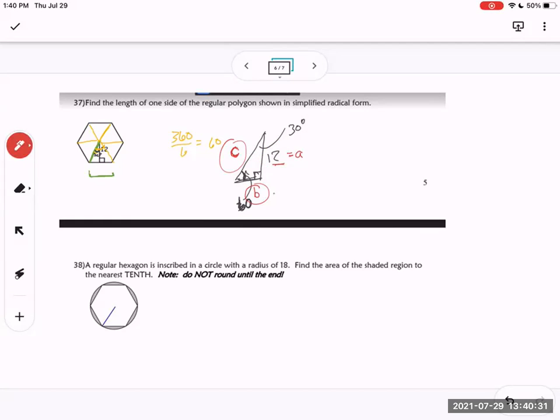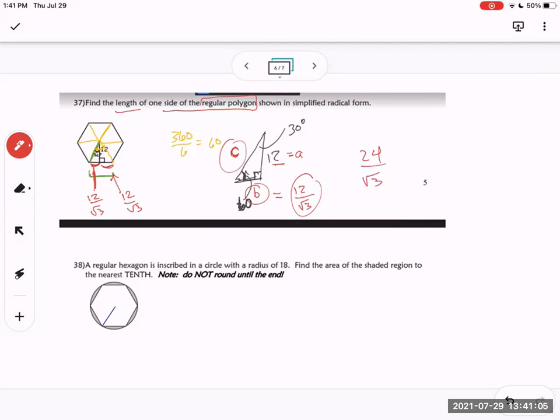So this side B is equal to 12 divided by the square root of 3. And that's really what I needed, because they want to know the length of one side of the regular polygon. So the length of one of these sides is going to be basically double that. So this is just that little part right there, so that's 12 over the square root of 3. And so is this. So add them together, you get 24 over the square root of 3.